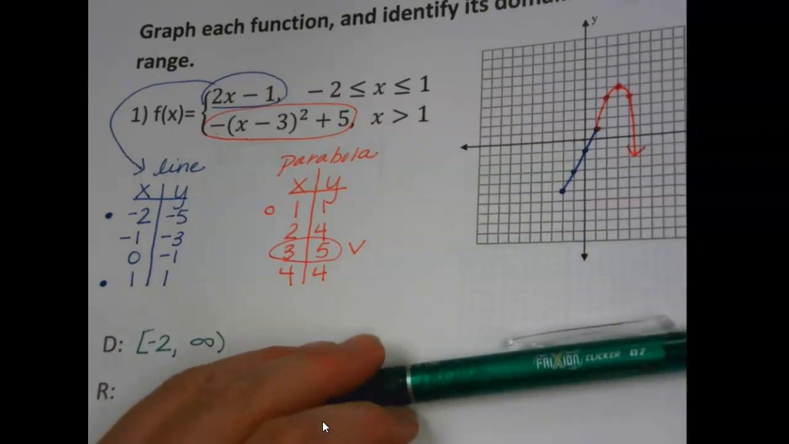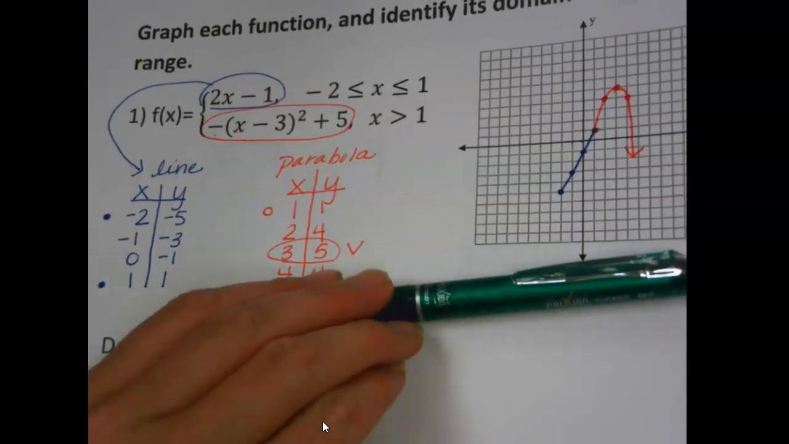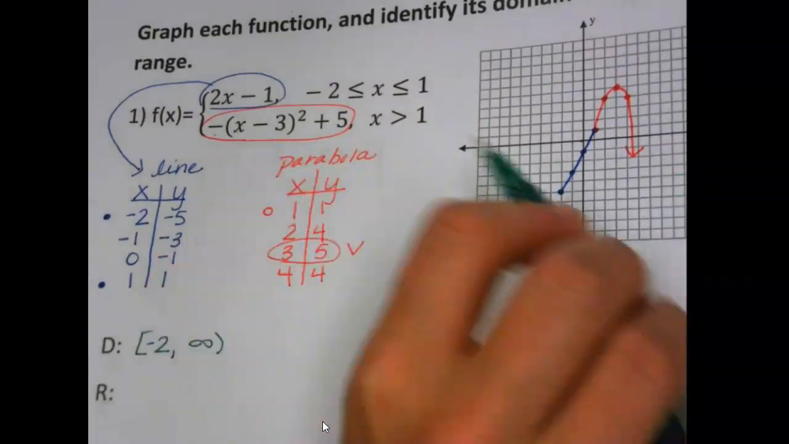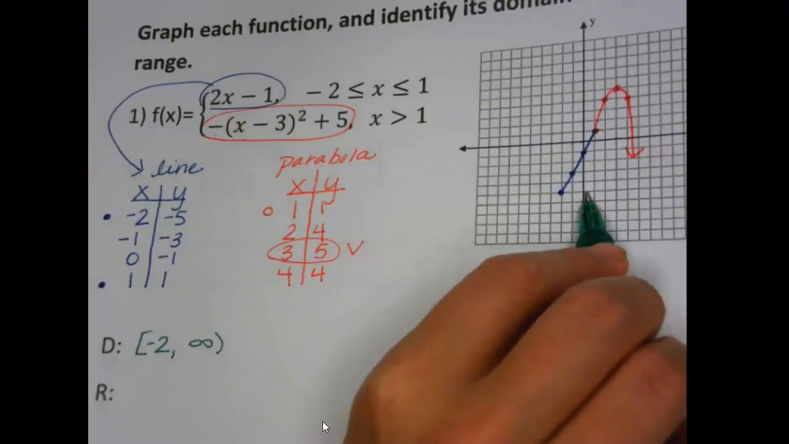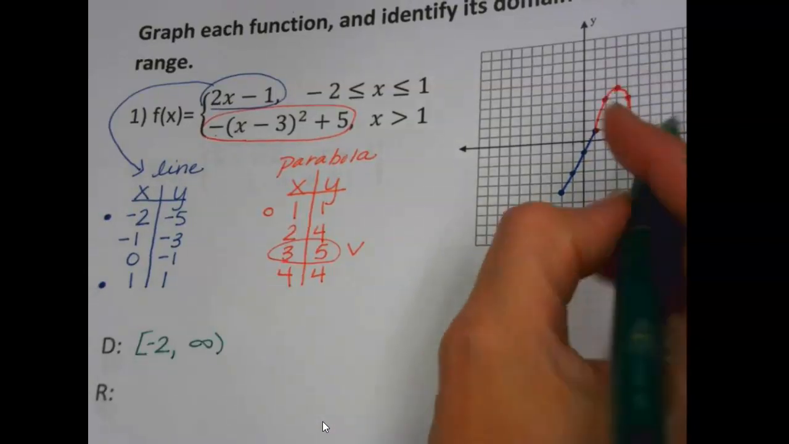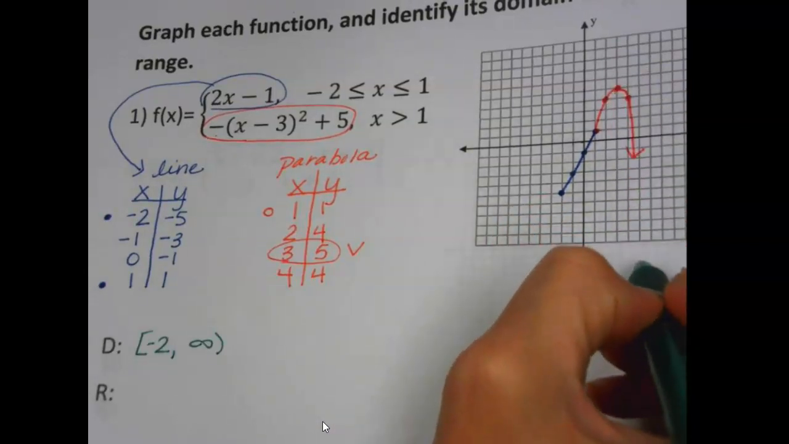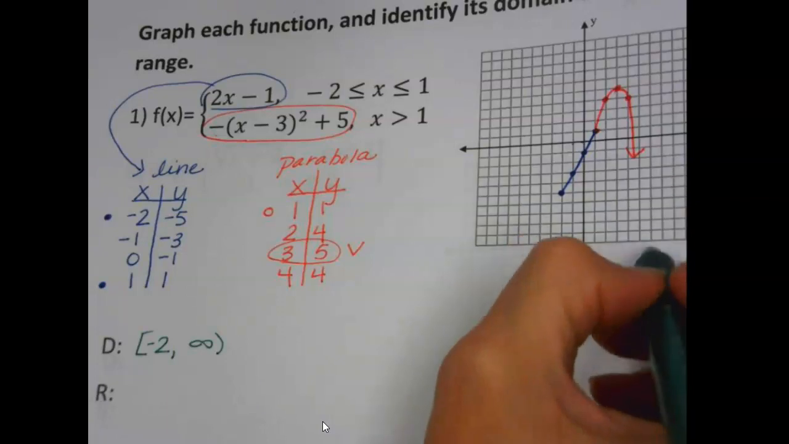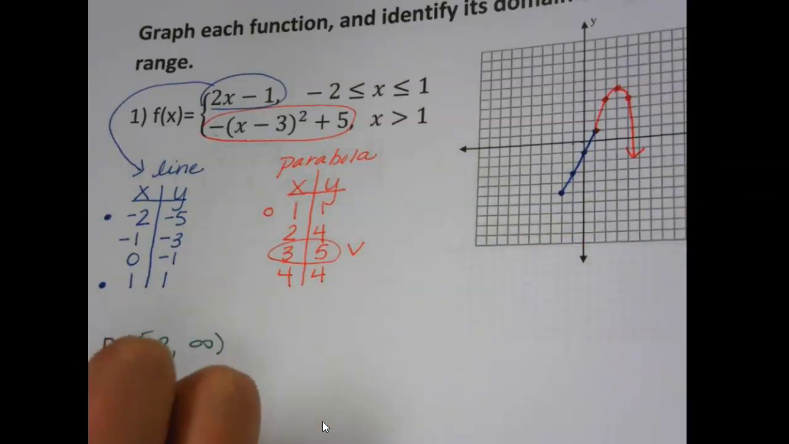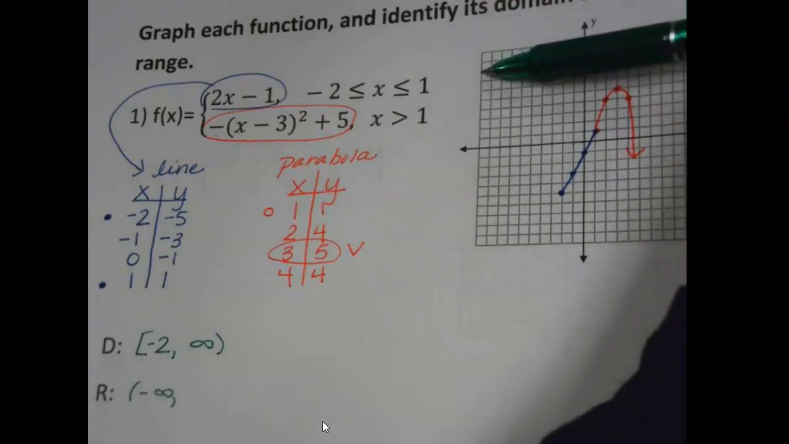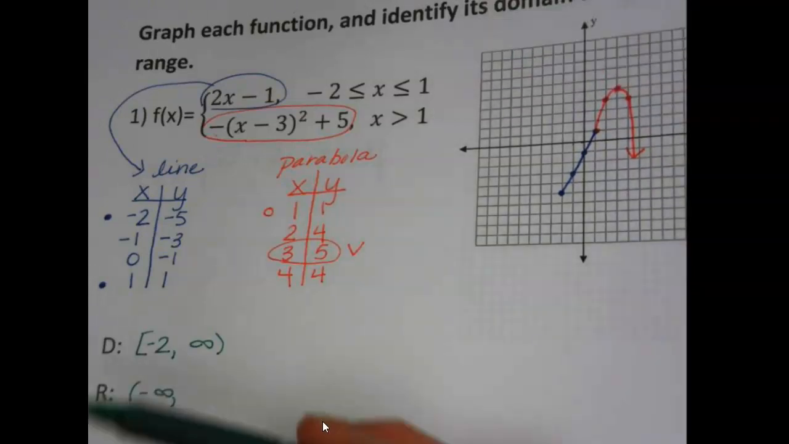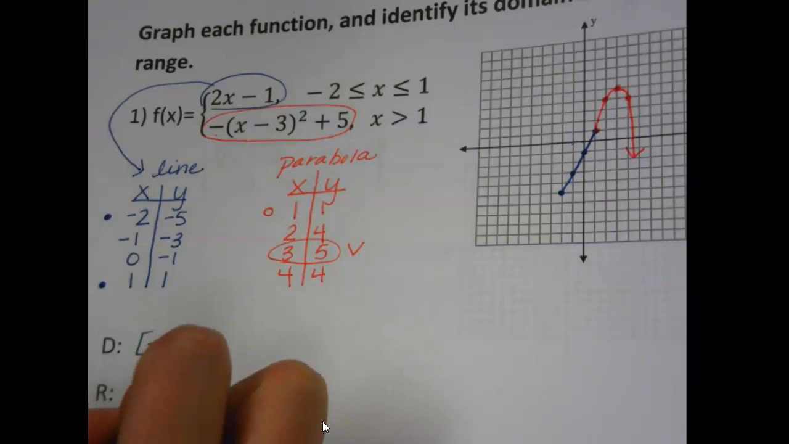And then range, we always do bottom to top. So if we start at the bottom, it looks like this bottom number would be -5. However, this arrow continues down forever. So since it continues down forever, it's going to be -infinity. And then the top does stop at 5, the bracket.